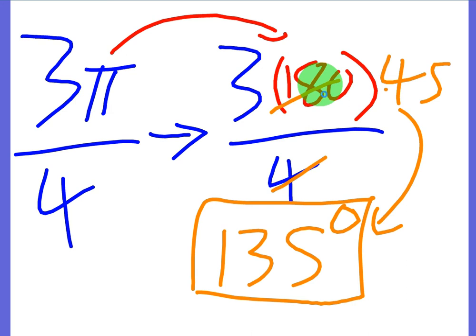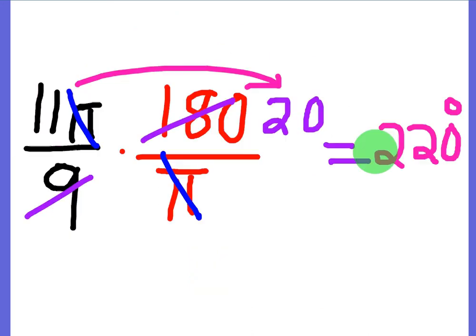If you don't like that, you can always do what we just did, which is multiply by 180 over pi. It's the same thing. You're just cross-canceling or cross-reducing and crossing your pi's out. That's it for converting from radians to degrees. If you have any other questions about it, let me know.